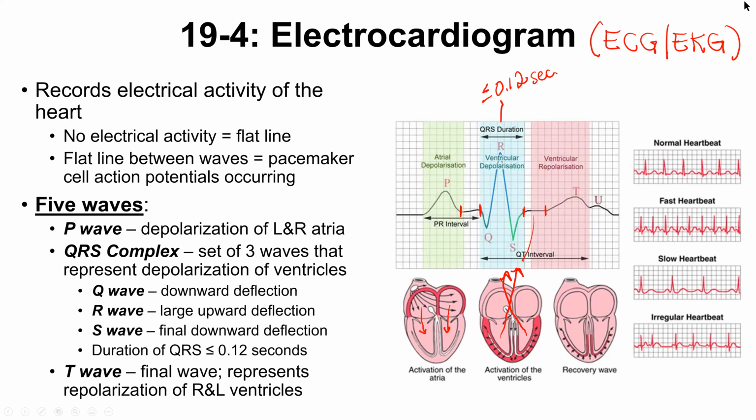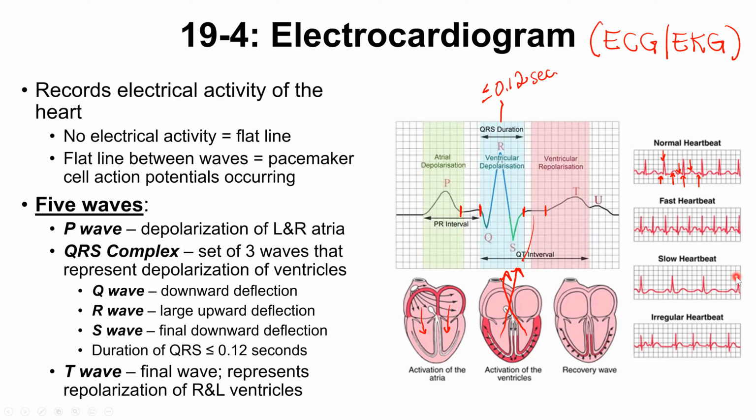Okay, so this is a normal heartbeat. You can see all of the different waves, the P wave. So here we see the P wave. Here's our QRS wave. Here is our T wave, followed by a P wave, QRS wave, T wave, P wave, and so on, right? In a fast heartbeat, you'll notice that each beat is much closer together.